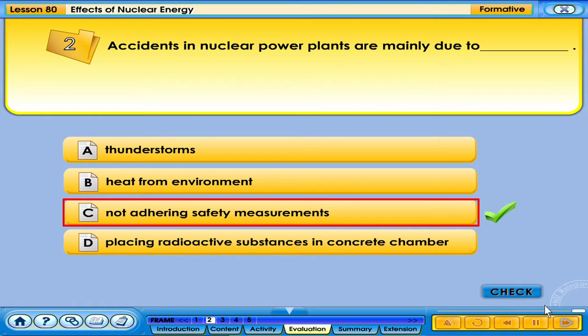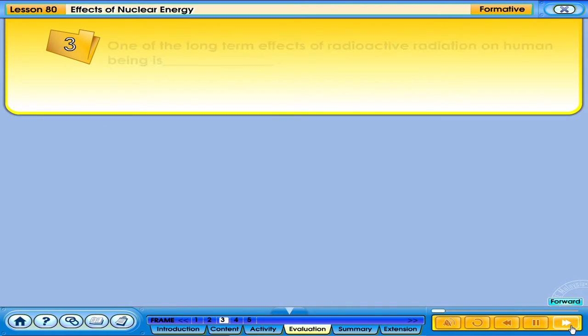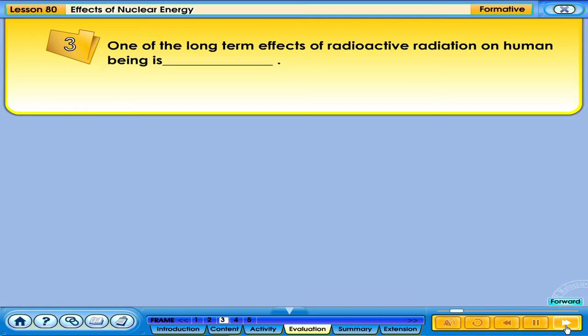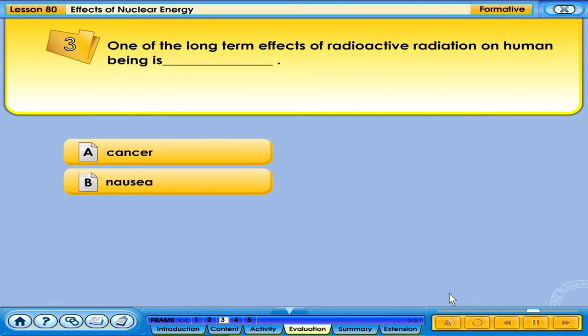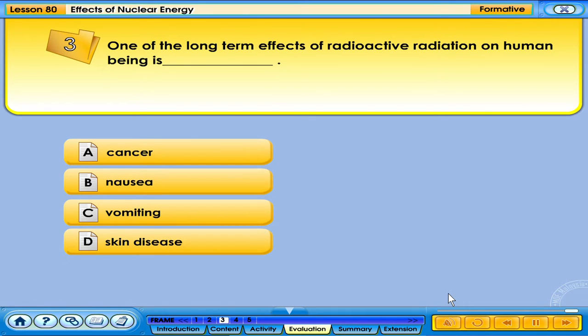Your answer is correct. One of the long-term effects of radioactive radiation on human beings is A. Cancer, B. Nausea, C. Vomiting, D. Skin disease.